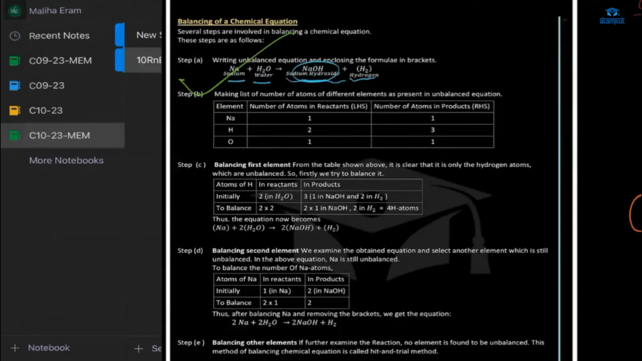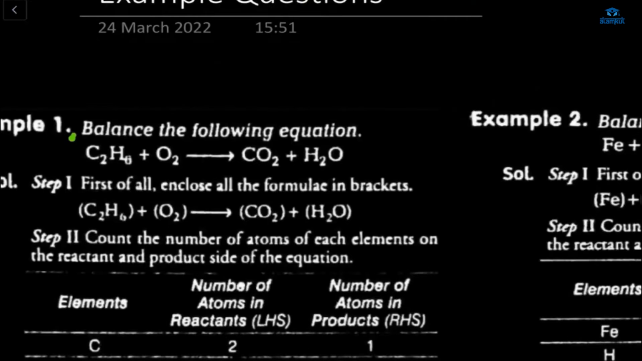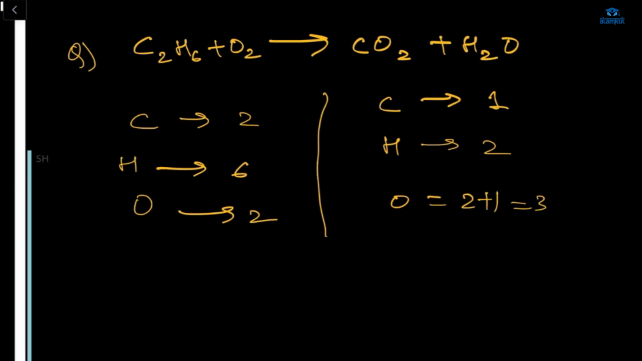Now, let's move on to another question. This you will do, I will not tell. C2H6 plus O2 giving CO2 plus H2O. Now, you have to balance this equation. So, come on, fast. Let's see who will do it. Are you doing it? Yes, ma'am. Come on, fast.